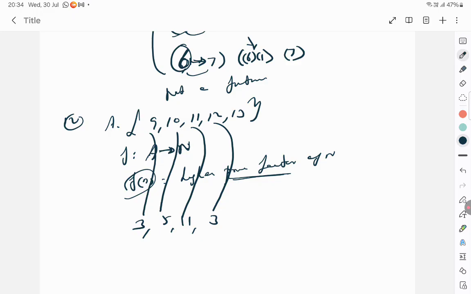So let's go to the next. What is the highest prime factor of 13? It is 13. Already you wrote a 3, so you can cancel this off. 3, 5, 11, 13 are the range of this question. I hope you understood, and I'm done with all this.